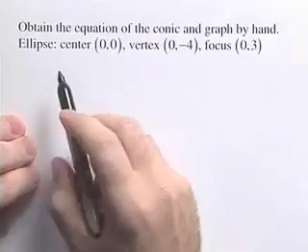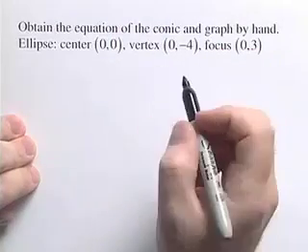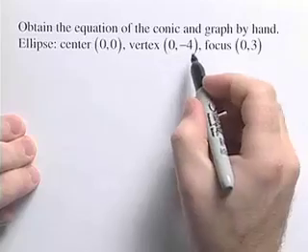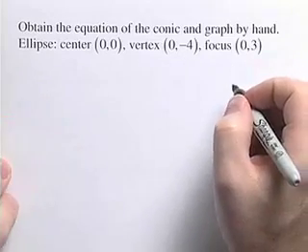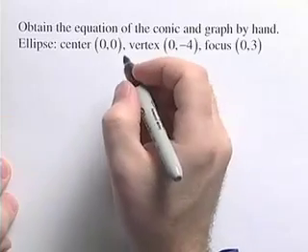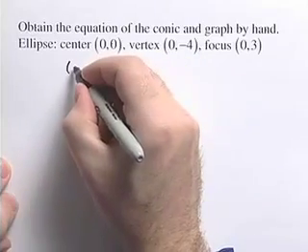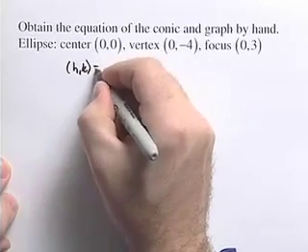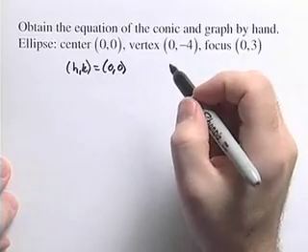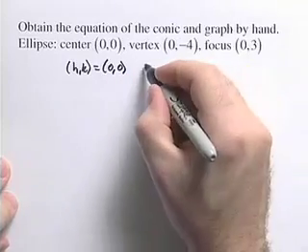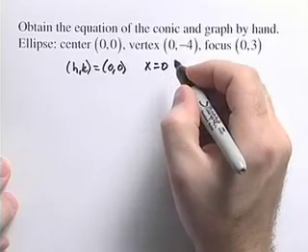Here we're asked to find the equation of our given ellipse, and then we're going to graph our equation by hand. For our ellipse, we have the center at the point (0, 0), the vertex at the point (0, -4), and the focus at the point (0, 3). Since the center is at (0, 0), we know that (h, k) is equal to (0, 0).